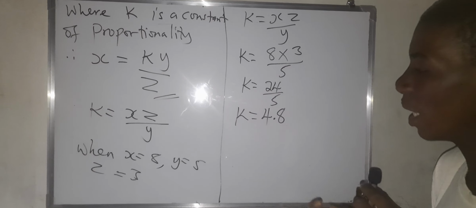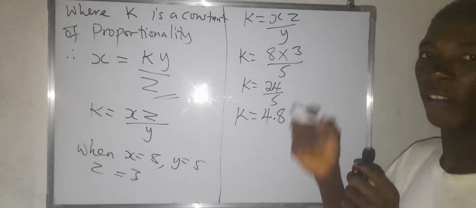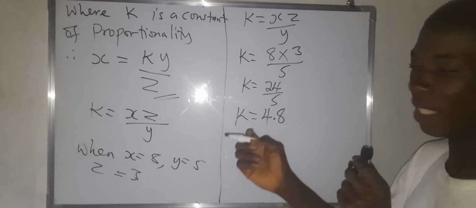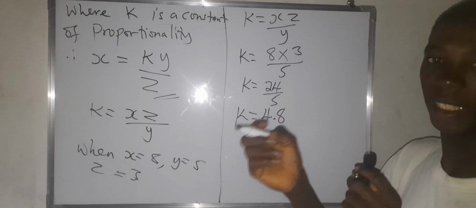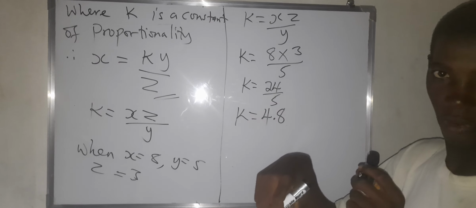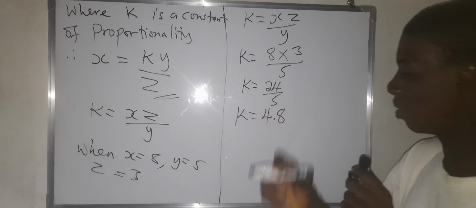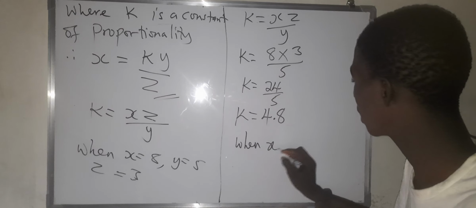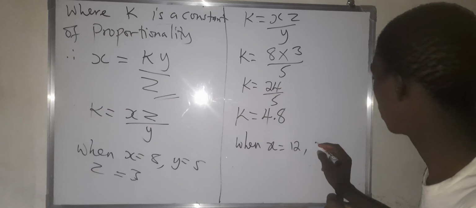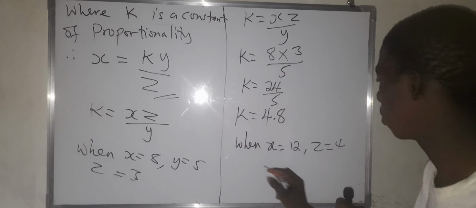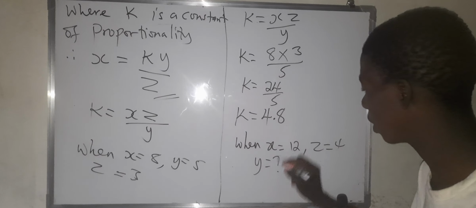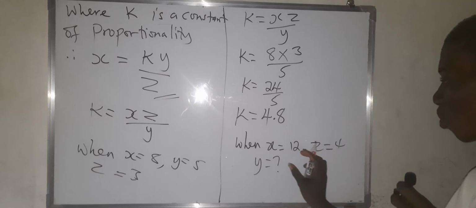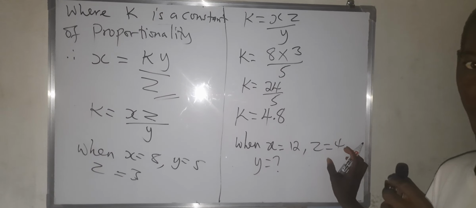Now remember, the question asks us to find y when x is 12 and z is 4. Remember that. So now when x is 12 and z is 4, we are asked to find the value of what? Y.